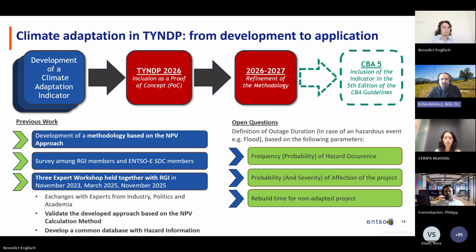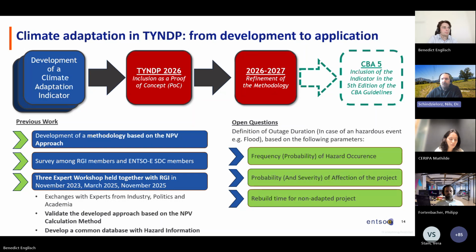And what has happened before, I already mentioned that we had a strong support by the RGI. First of all, we were developing this methodology, and we came up with an NPV approach, which I will show on the next slide. There are not so many slides to come. So it's based on an NPV approach because we found this as a reasonable solution for coping with the uncertainties that come along with this kind of indicator, because we never know when such kind of a climate event might happen in the future.